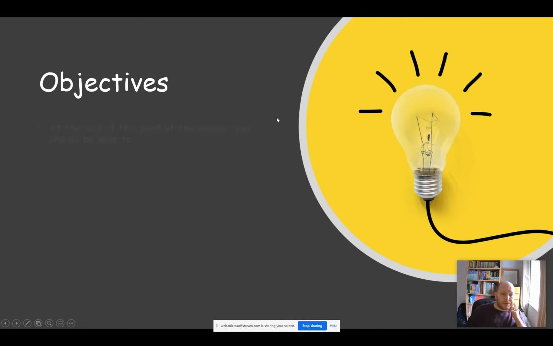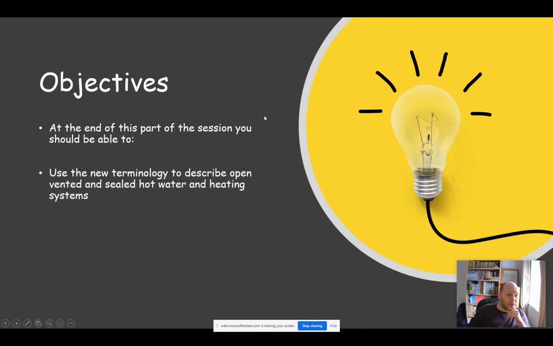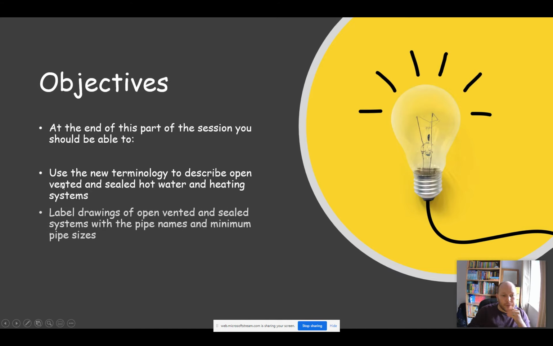So the objectives for this session, I want you all to be able to use the new terminology. We're going to introduce a lot of the names of the pipes and different terminology that we'd use in this unit. So we're going to be able to use this new terminology to describe open vented and sealed hot water systems. I want you all to also be able to label drawings of open vented systems and of sealed systems with the pipe names and the minimum pipe sizes and also recommended pipe sizes.